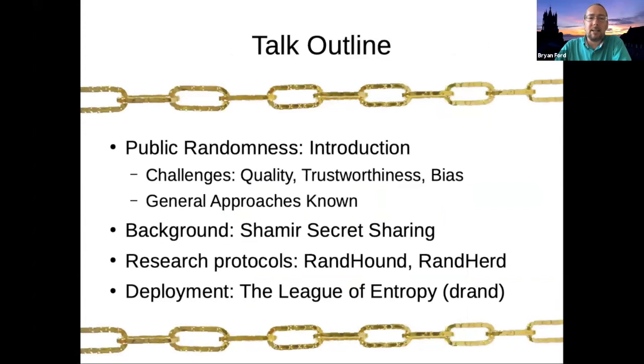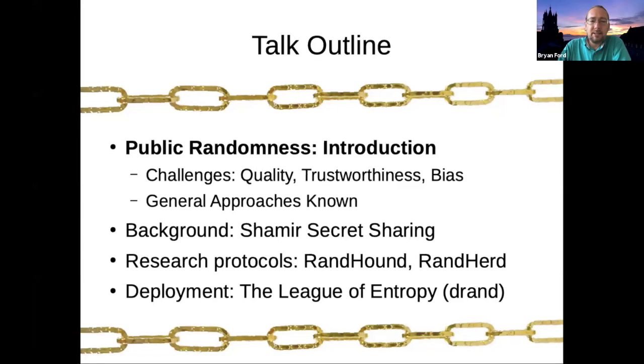So a brief outline of the talk. First of all, I want to briefly introduce the public randomness topic itself. Why do we need public randomness? What are the challenges? And then I'm happy to see that Andrew actually already introduced MPC in a more general fashion, but I'll go back to introducing Shamir secret sharing, which is a very fundamental piece of what these randomness protocols depend on. And then, very briefly, get into 2 of the research protocols that we developed at the DEDIS lab, and then Nicolas will cover the League of Entropy and the deployment Drand protocol.